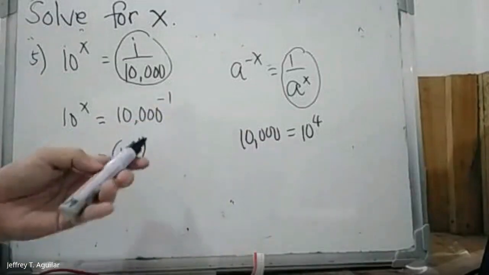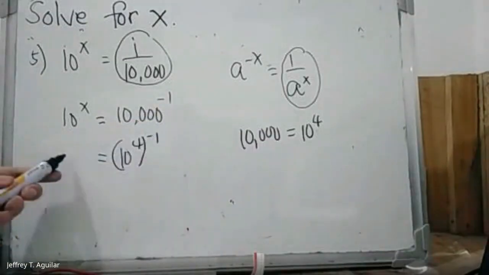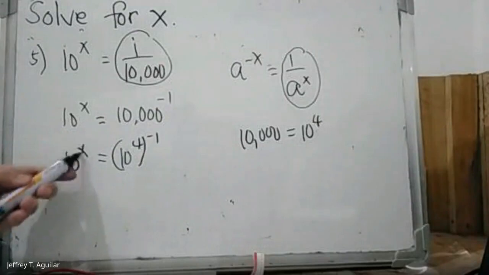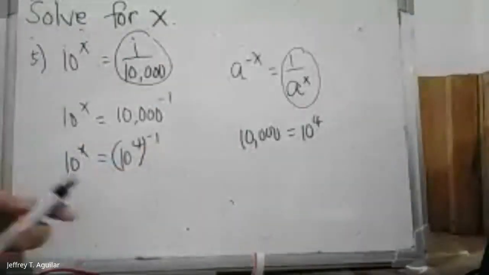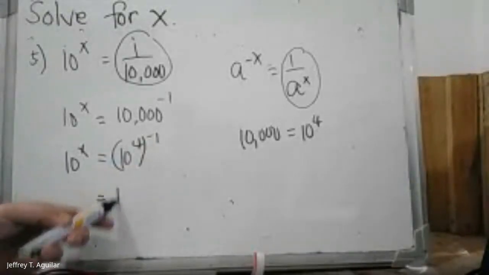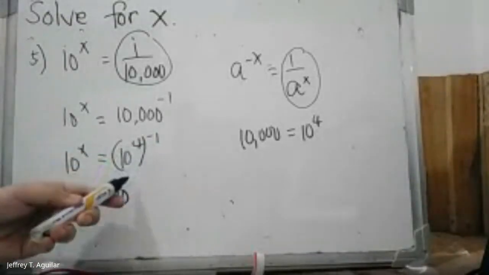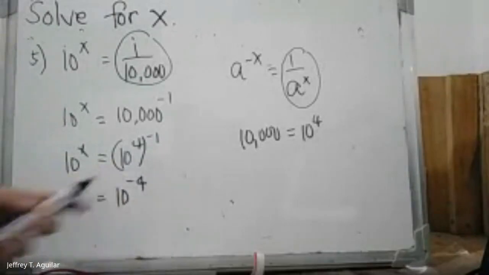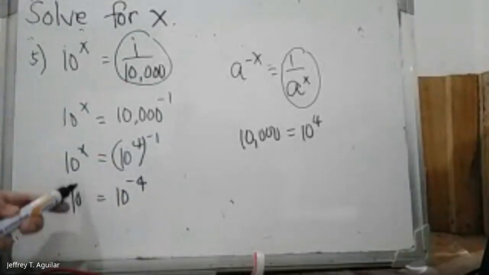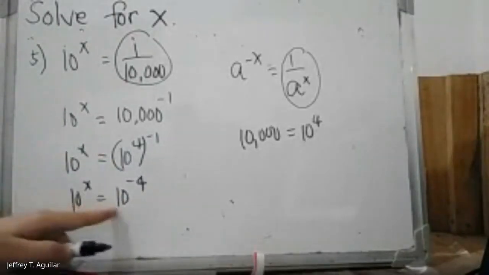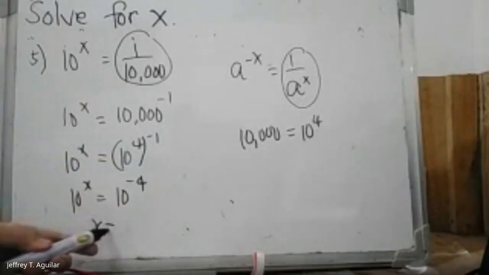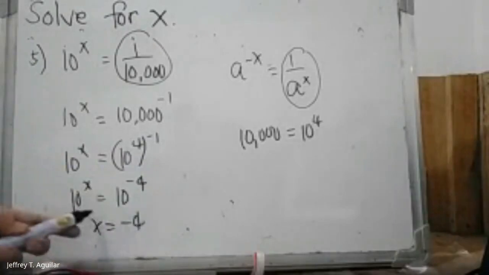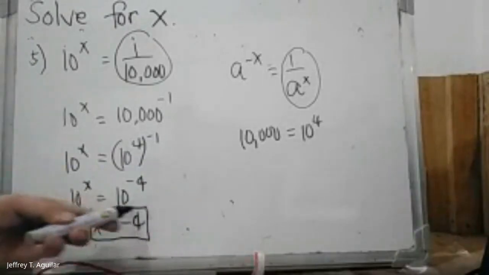But wait, we have here negative 1. Don't forget. So we have here 10 raised to the power of x. There is a conflict of our exponents, so we are going to multiply. So we have 4 times negative 1. That would be negative 4. And this is 10 raised to the power of x. Are we having the same base? Yes. So therefore, we are going to equate exponents. This is now our answer.